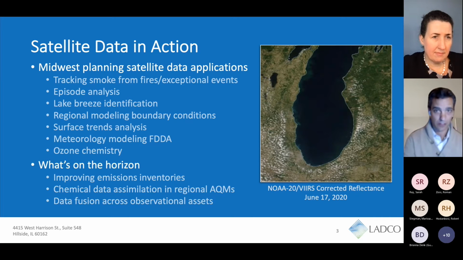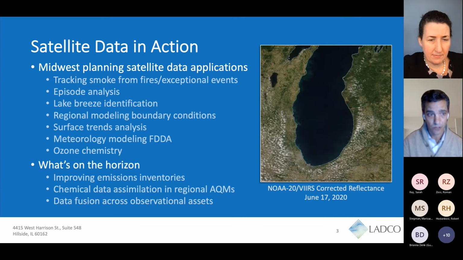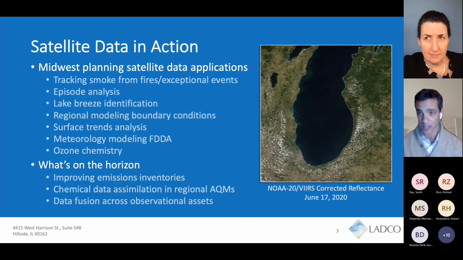Exceptional events is something that is all very recent and relevant for us. Looking at air quality episodes and tracking trends. Looking at lake breezes and the timing and the extent of lake breeze formation and penetration. And this image on the right shows surface reflectance, and you can see the light cloud cover around Lake Michigan, and you can actually see that gap between the cloud cover and the lake shore is representative of a lake breeze.